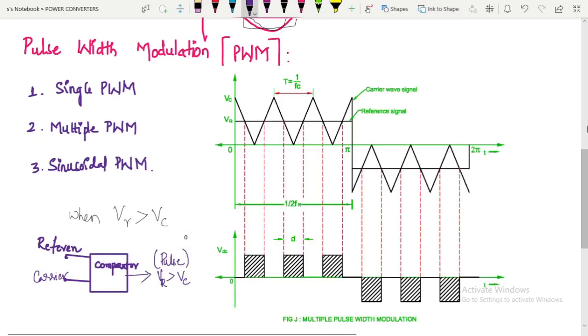Here you can see the black colored waveform is the carrier waveform, and here we have the DC reference waveform. This one here is the DC reference waveform.